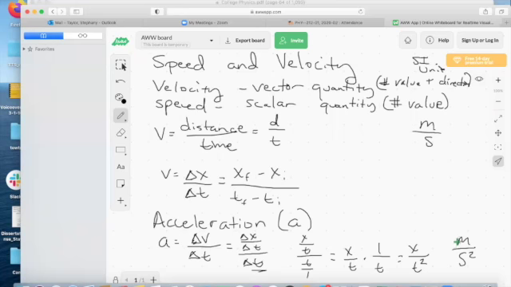Does anybody need me to explain over again how we got to these SI units? Yes, please. All right, let me go back. I'm going to erase a little bit of this.